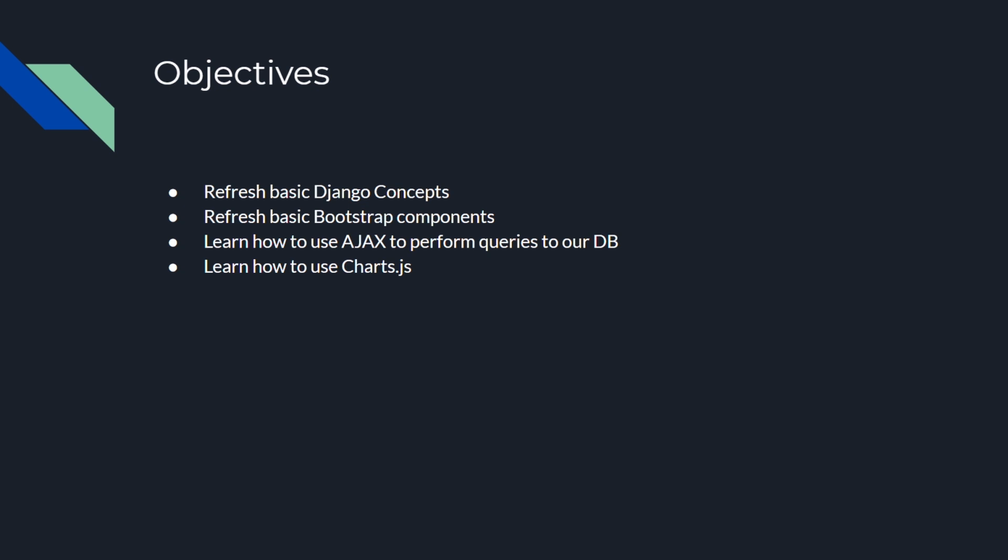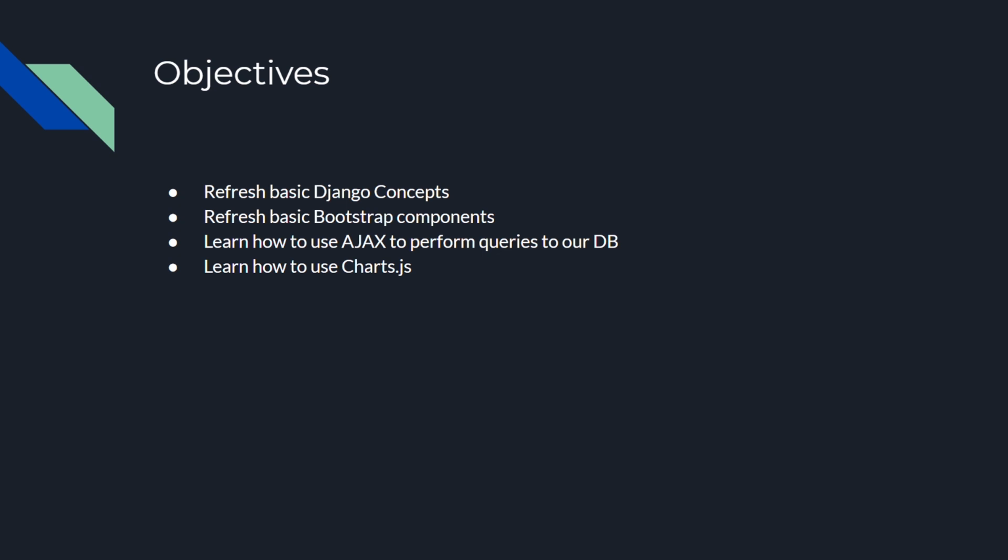As for the objectives of the tutorial, well, I'm going to refresh some basic Django concepts. I'll refresh some basic Bootstrap components, especially how to use divs for columns and rows, as well as some card elements that we're going to use to put our charts inside of those cards. We're going to learn how to use AJAX to perform queries to our database, and the data we get from those AJAX calls is what we're going to use to create our charts.